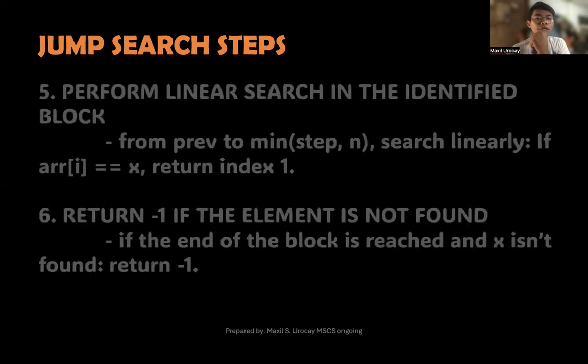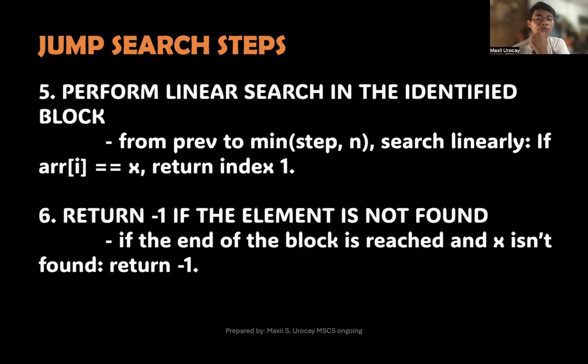So perform linear search in the identified block from previous to min step, and search linearly: if array[i] equals X, return that index. So that's how you will deal with that. You have to return -1 if you cannot find the element with the searching algorithm. If the end of the block is reached and X isn't found, return -1.